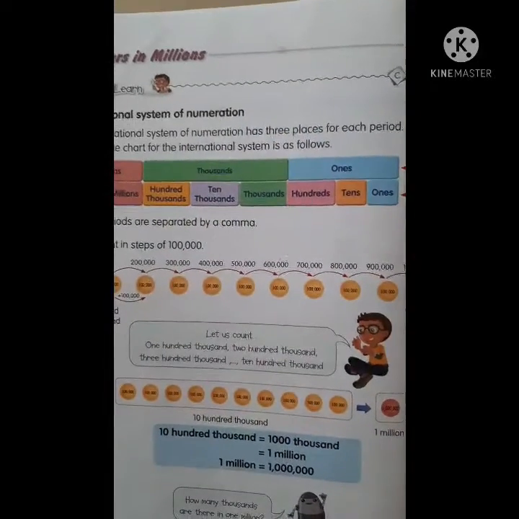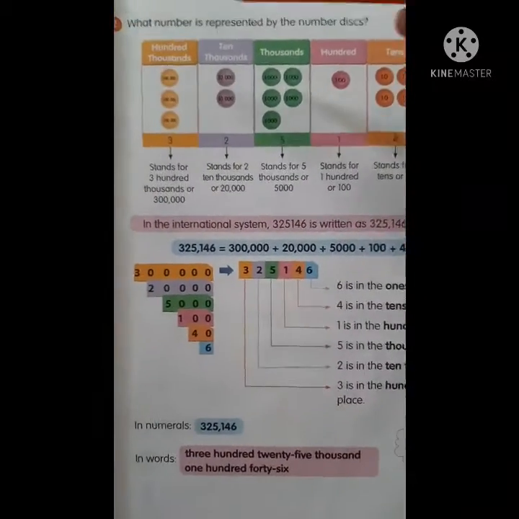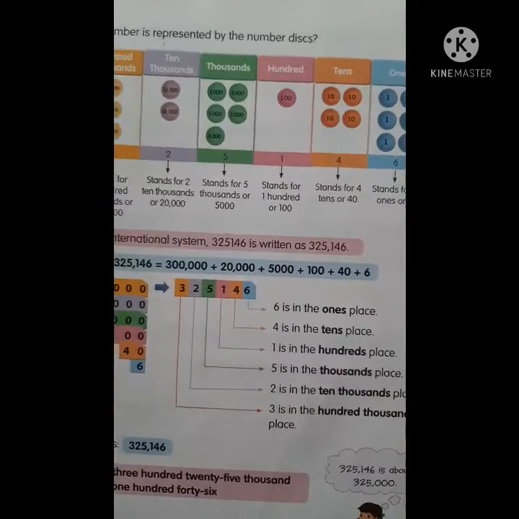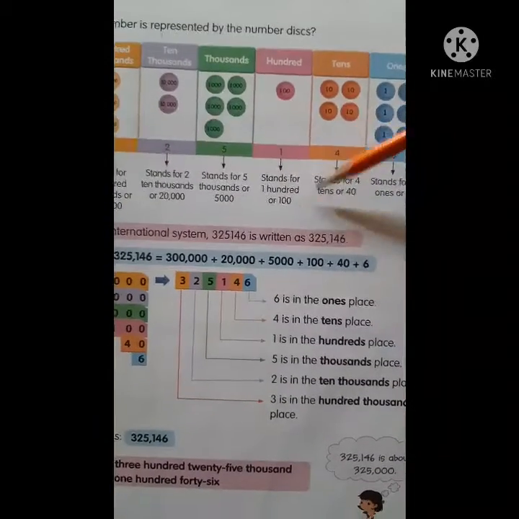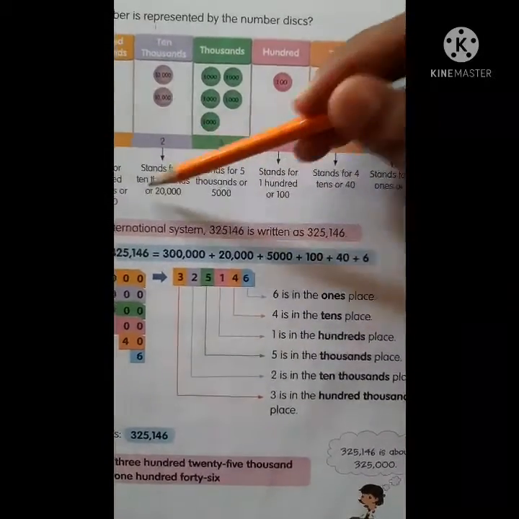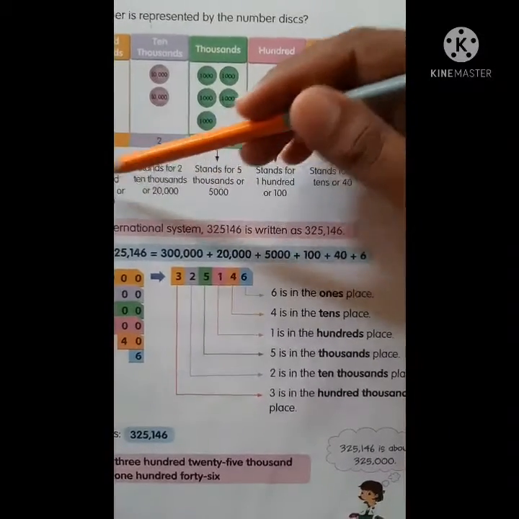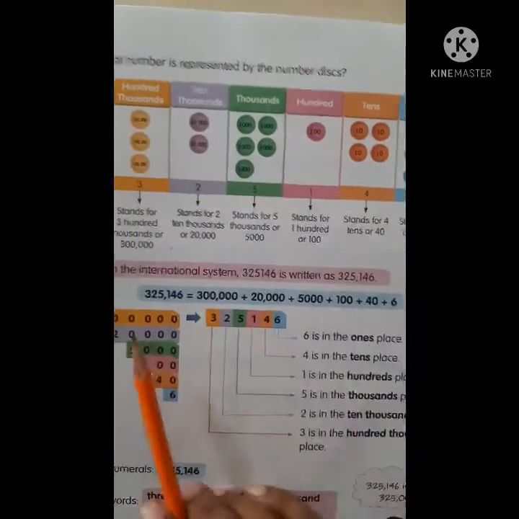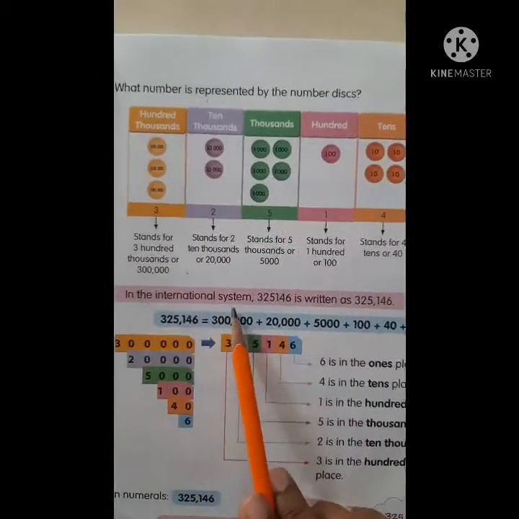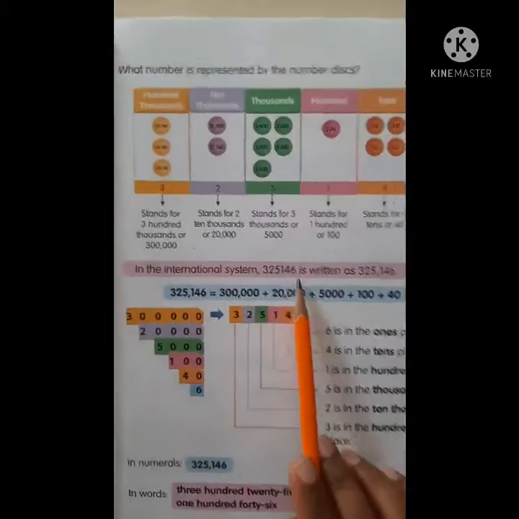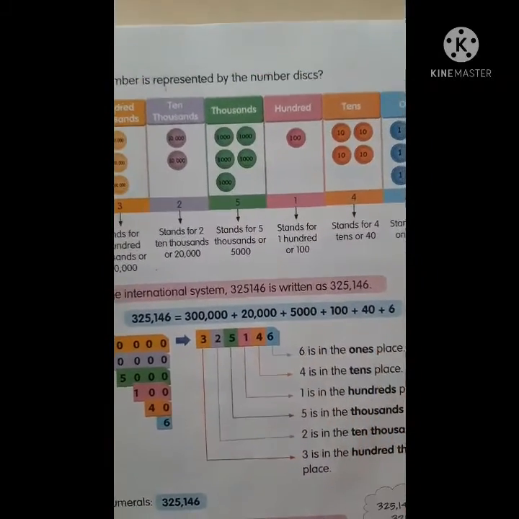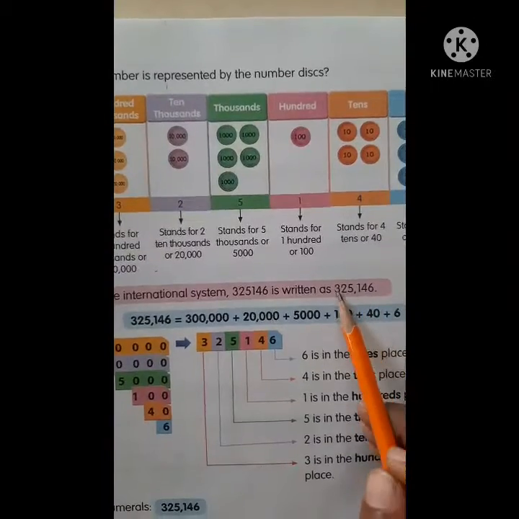Let us see one number and then it will be clear to you. See the next page. The number is represented by the number dice. You can see here that 6 stands for ones, 4 stands for 40, 1 for 100, 5 for 5,000, 2 for 10,000 and 3 stands for 300,000, which is 3 lakh. See here, in the international system, how are 3, 2, 5 and 4 written? Only after every 3 digits they put the comma: 1, 2, 3, comma, 1, 2, 3, comma.